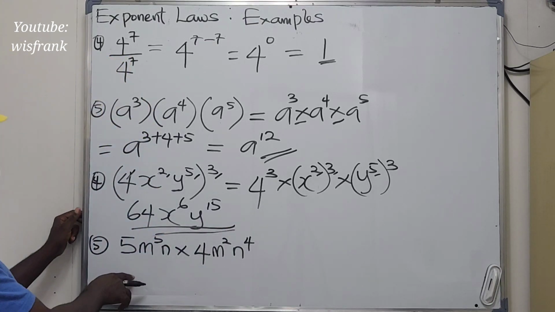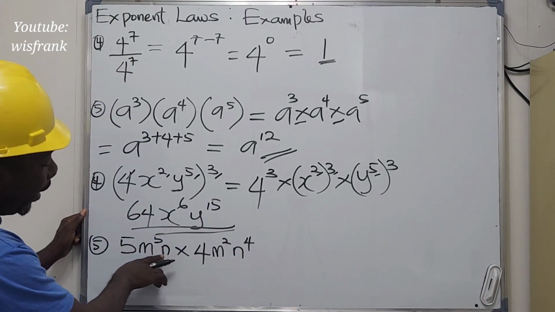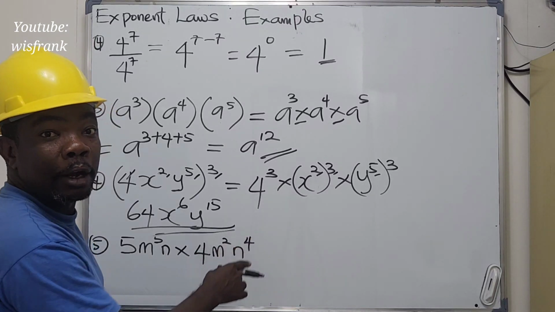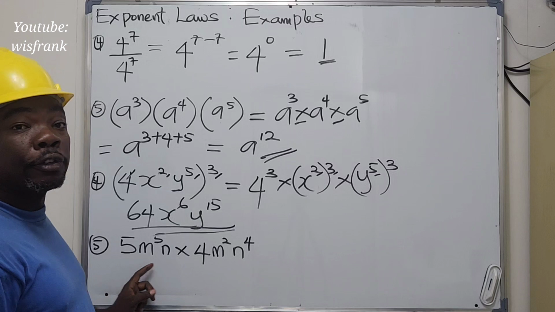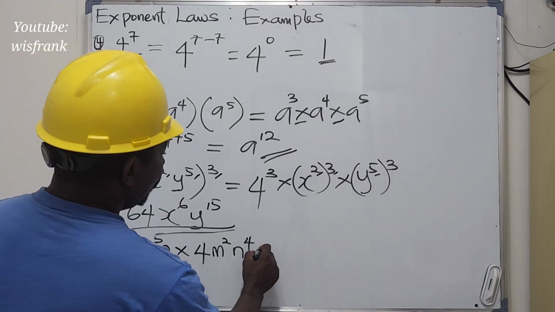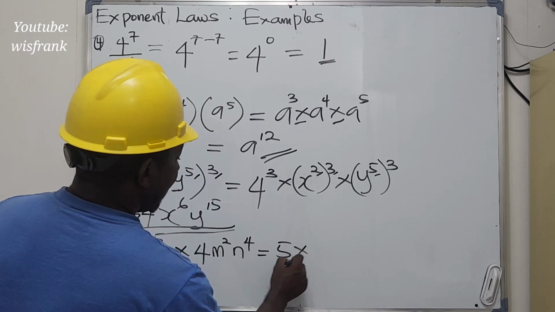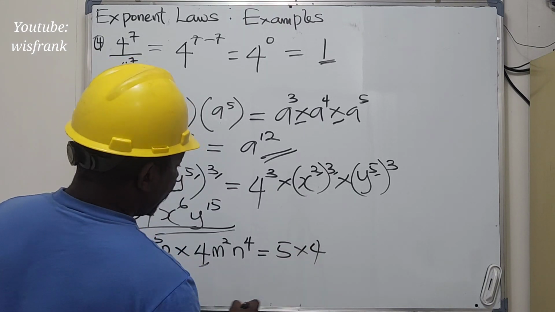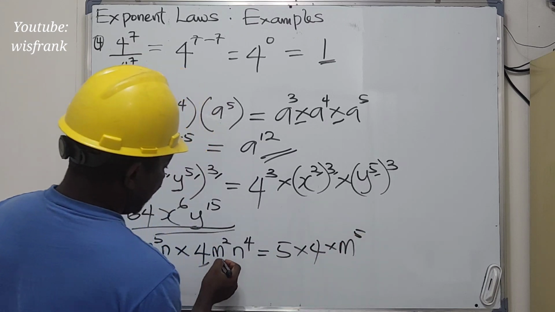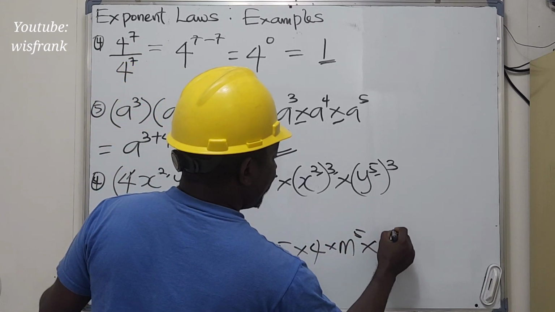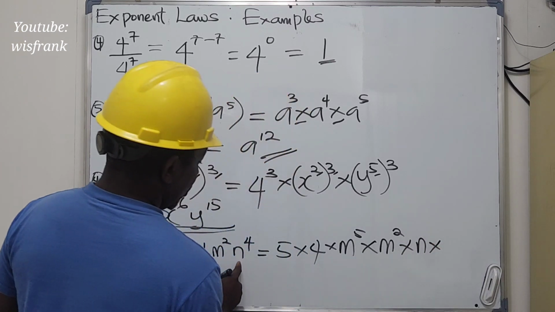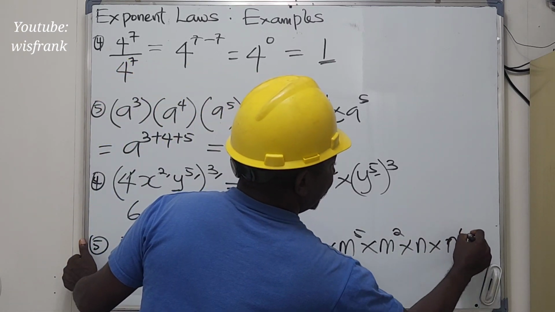So number 5, we have 5m to the power of 5 n times 4m to the power of 2 n to the power of 4. So what we are going to do is collect all the constants and also collect all the variables. So this will give us, we have 5 times 4, so we have times m to the power of 5. Then this side we have times m to the power of 2. We have the next one, which is n times n to the power of 4.